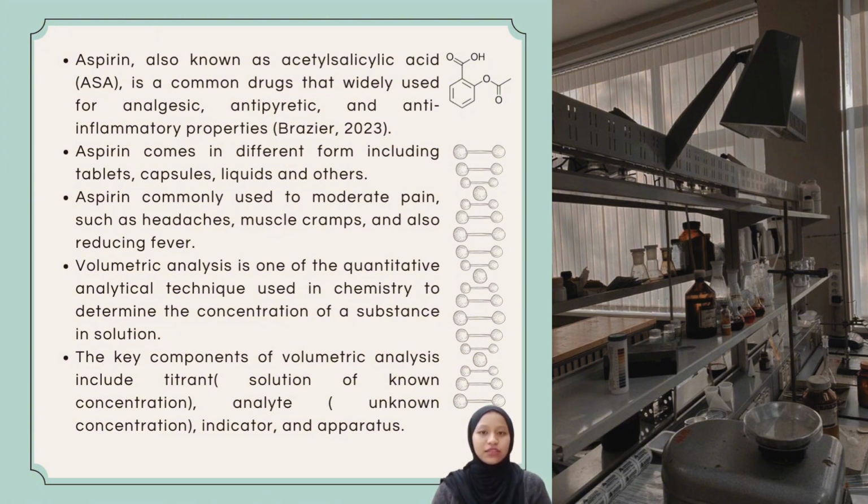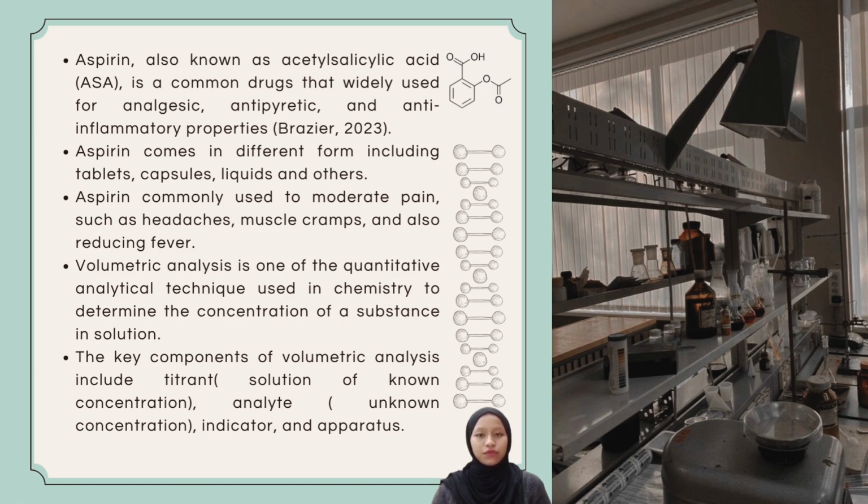Volumetric analysis is one of the quantitative analytical techniques used in chemistry to determine the concentration of a substance in solution. By using volumetric analysis, we can determine the amount of ASA in aspirin. The key components of volumetric analysis include the titrant, which is a solution with known concentration, the analyte, an unknown concentration, the indicator, and the apparatus.